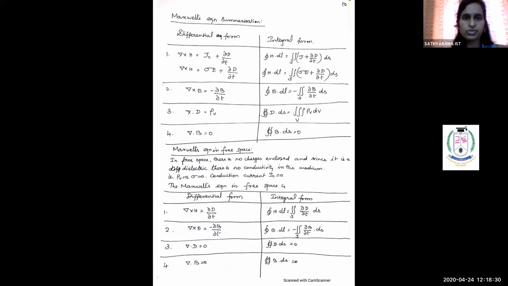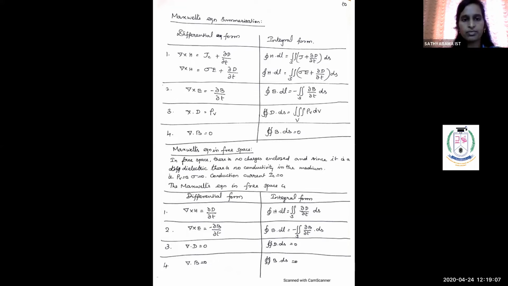Now, there is no conduction current, so IC is equal to 0. Since IC is 0, current density JC also will be equal to 0. So, see here, that is rho v is equal to 0, sigma is equal to 0, IC is equal to 0, and JC also is equal to 0. Now, the 4 equations we have learned under Maxwell's equation, we are going to substitute all these conditions: rho v is equal to 0, sigma is equal to 0, IC is equal to 0, and JC is equal to 0.